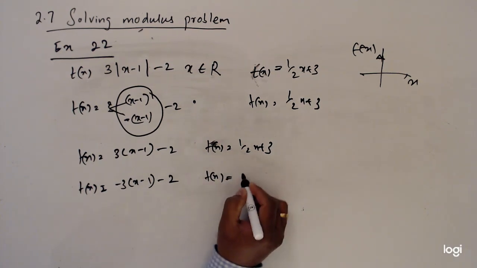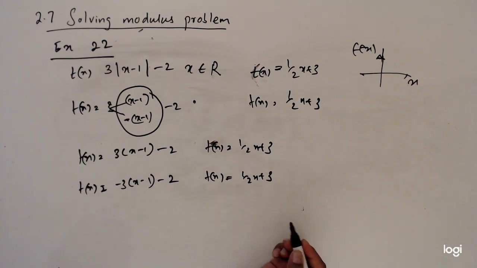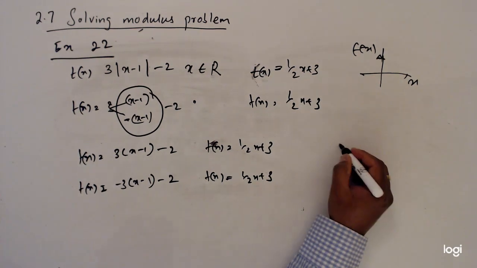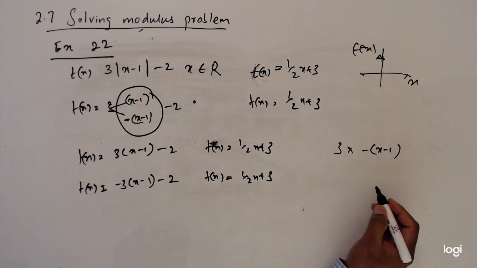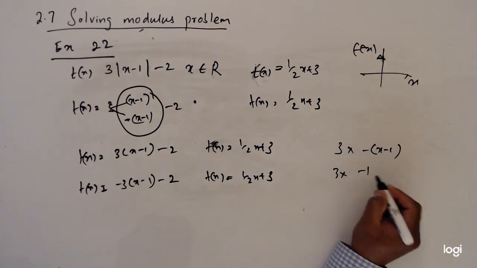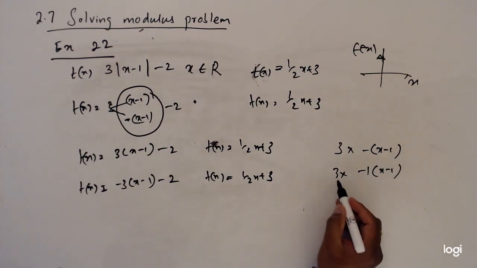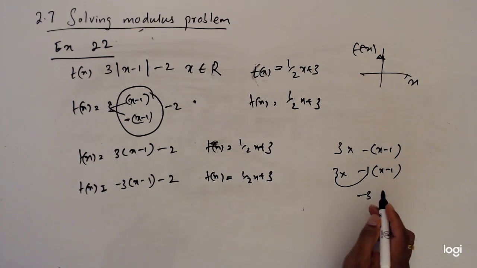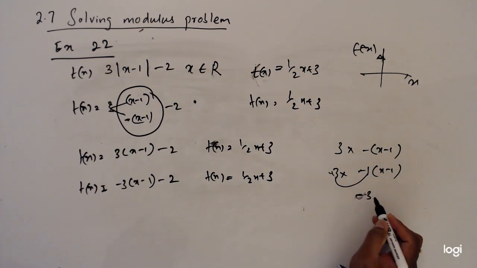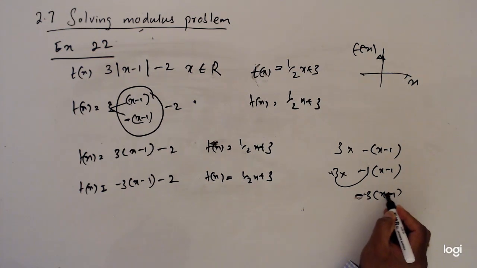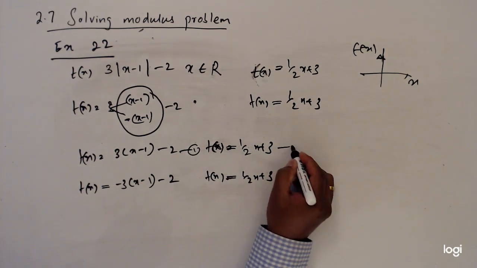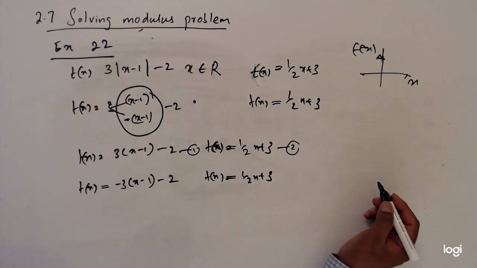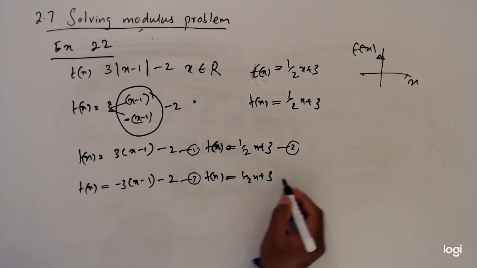And dx half x plus 3. So 3 times minus x minus 1. If you are not sure, put minus 1 here. So 3 times 1 minus 3, 3, and plus times minus minus minus 3 x minus 1. Now this is equation 1 and equation 2, this is 3 and this is 2 again.